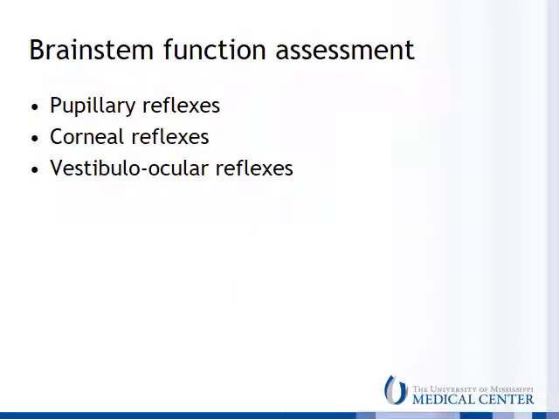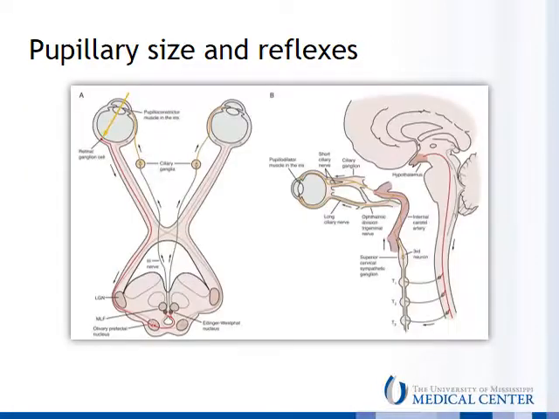Brainstem function in a comatose patient can be assessed by checking pupillary reflex, corneal reflex, and vestibulo-ocular reflex. Pupillary size and pupillary reflex is an important examination for brainstem function assessment. When you flash a light in the eye, both pupils will constrict, which is a normal pupillary reflex.